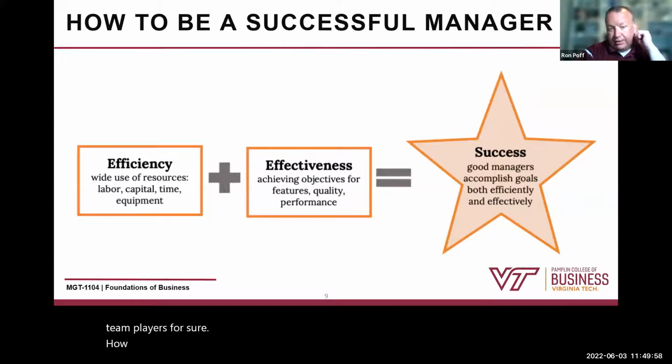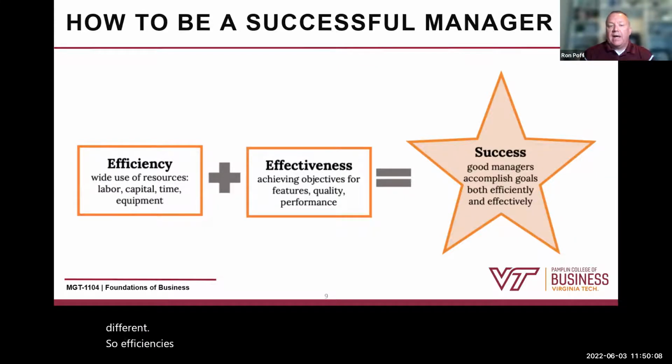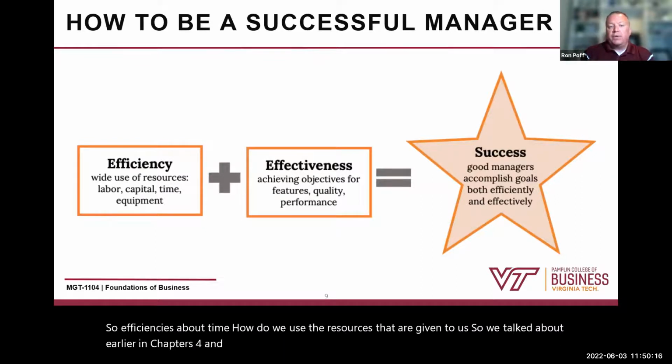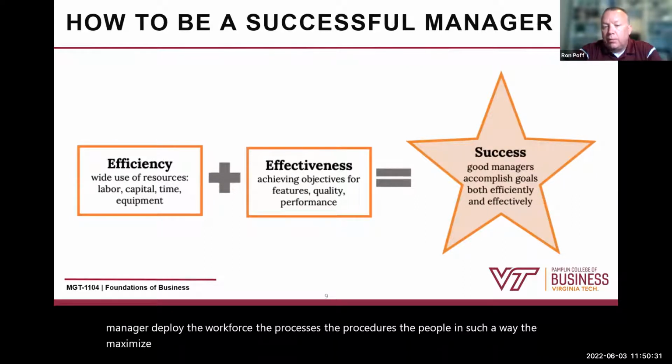How to be a successful manager. The textbook gives you efficiency and effectiveness. Those words look very, very similar, but they're different. Efficiency is about time. How do we use the resources that are given to us? We talked about earlier in chapters 4 and 5 the use of labor, capital, time, and equipment. How does the manager deploy the workforce, the processes, the procedures, the people in such a way to maximize the efficiency within an organization?